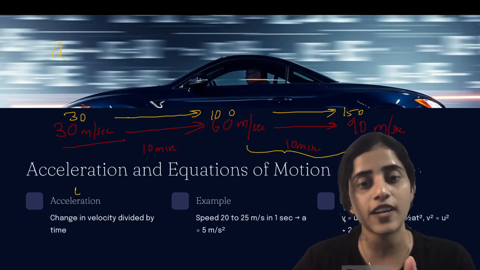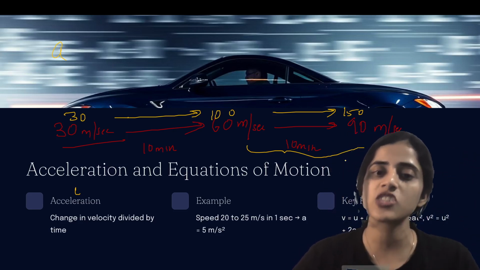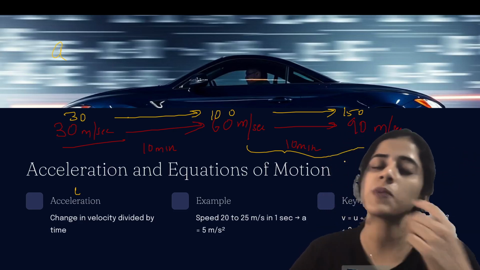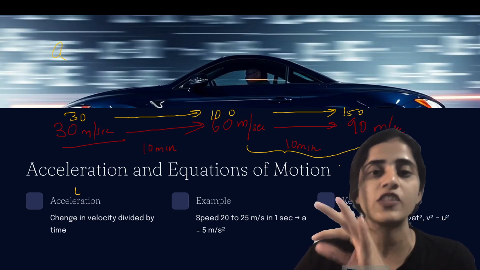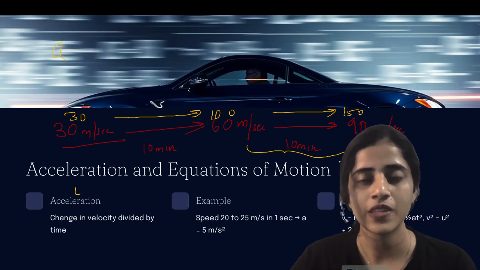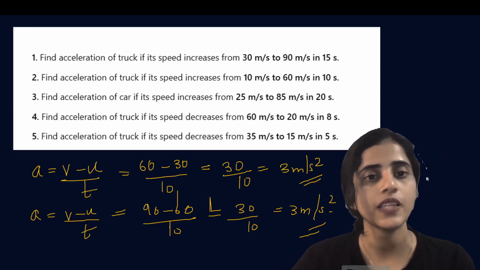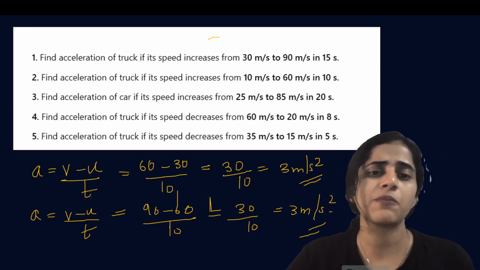So there are two kinds of acceleration, uniform and non-uniform acceleration. Acceleration is when the speed is changing. The speed could be increasing or decreasing. If it's decreasing, then it's called deceleration. Okay? Now, here are some example questions.